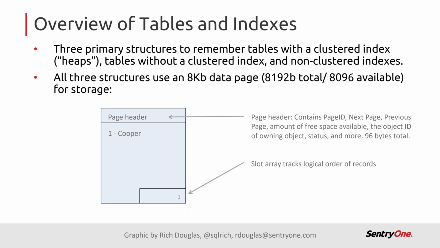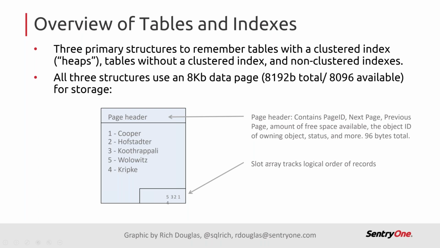So if I have a page and it's got a bunch of records in it, Cooper and Hofstadter and Koothrappali and Wolowitz and all these different names, SQL Server keeps them in order using that slot array, because notice the quick key is actually record number 4, right? Not record number 5. So it's the slot array that keeps track of how you write when you're writing in new records. Now, it's important to know the difference between heaps and clustered indexes, because heaps do have situations in which they offer better performance.